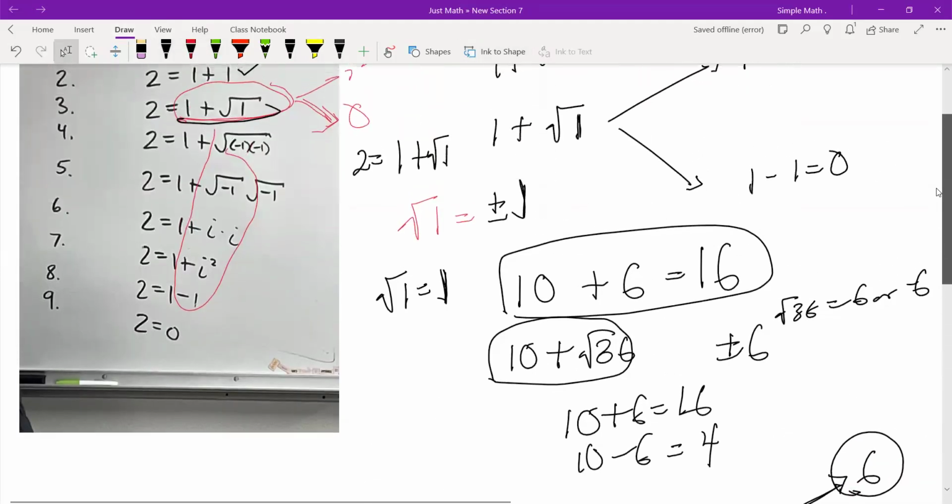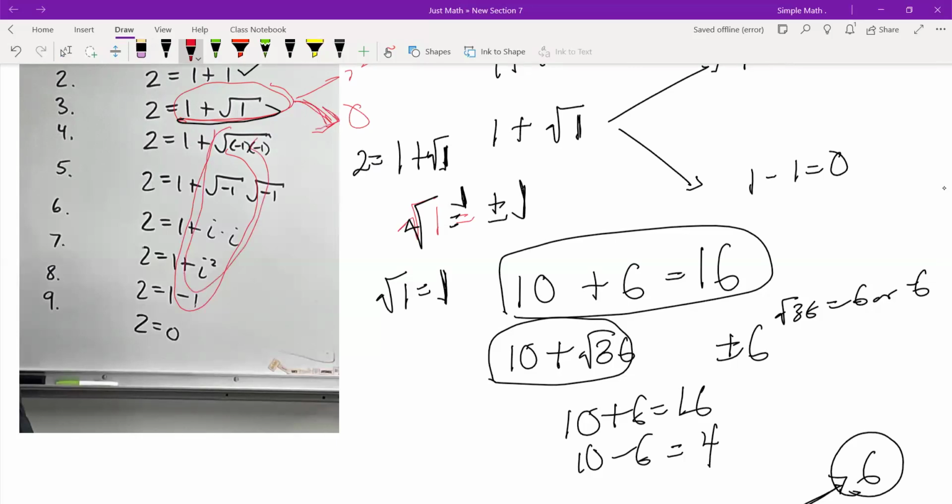It is the same idea here. We have 2 plus 2 equals 1 plus root 1. For this to be true, it means that this root 1 has to be a positive 1, not a negative 1. So everything going down is just simply taking the path to 0.